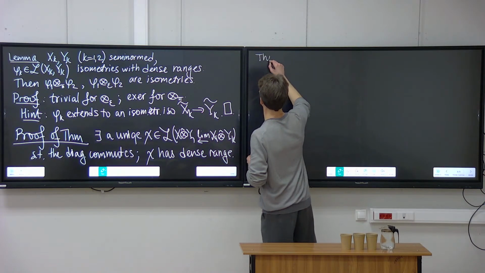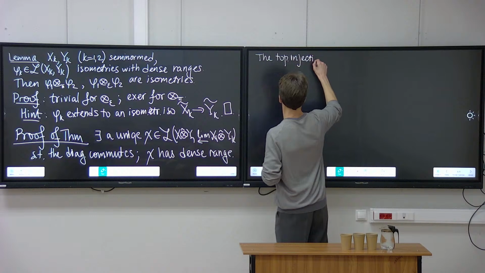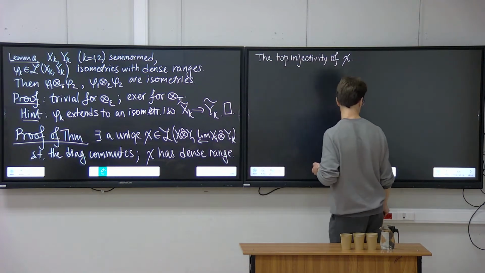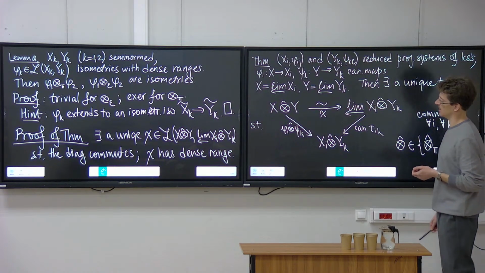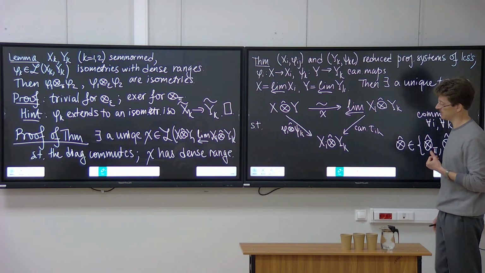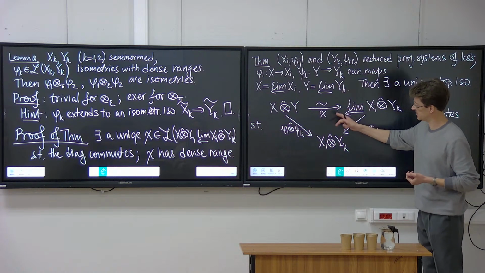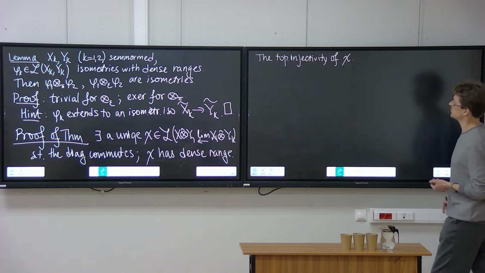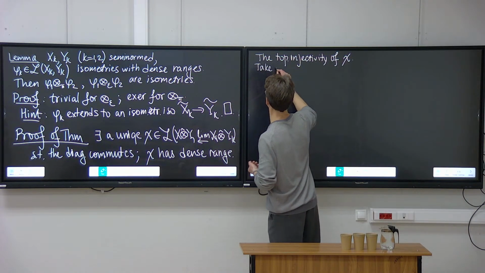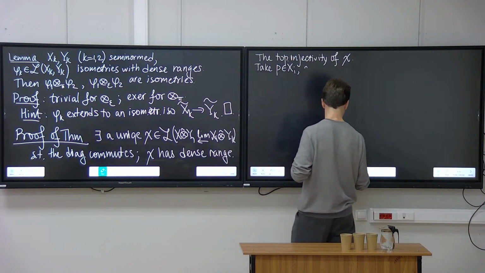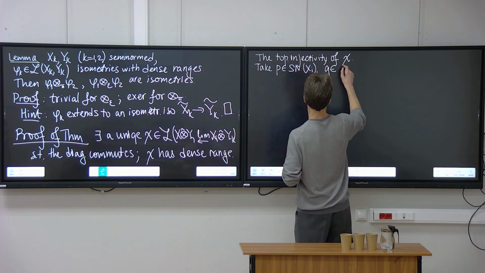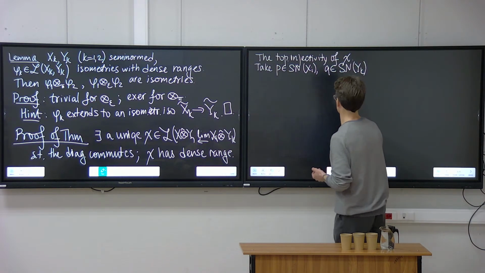So let's prove the topological injectivity. Let's look at our diagram once again. Basically, what I want to do is to show that we can find compatible defining families of seminorms here and here, such that chi will be isometric with respect to each of them. So let's draw this picture once again by specifying the seminorms on our spaces. We take a continuous seminorm p on X_i and q on Y_k.